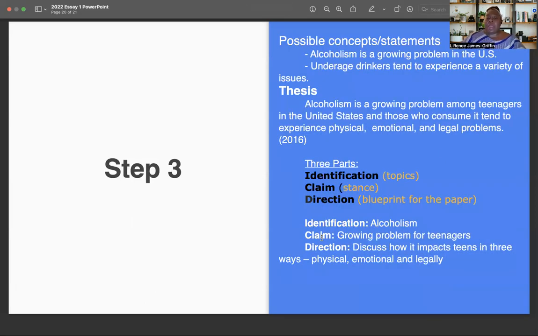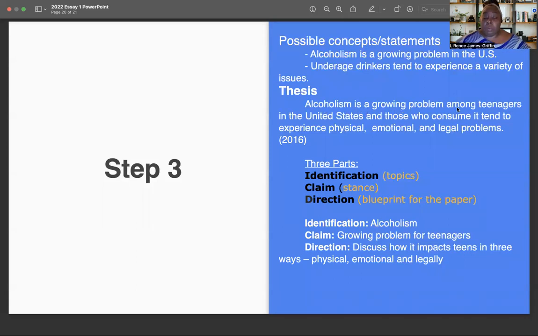Okay, so now that I have talked about alcoholism and I've written down my thoughts about it, my next step is to play around with, let's see, can I come up with a couple of concepts or statements about this topic? So I said, what do I know? Looking at my brainstorming, alcohol seems to be a growing problem in the United States. Okay, it seems to be an issue for underage drinkers too. So as I'm processing my thoughts, I'm like, well, what could I possibly write about? What could be my thesis statement? So here's my thesis statement.